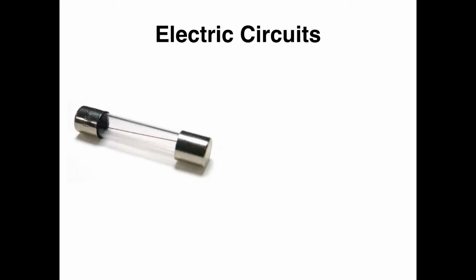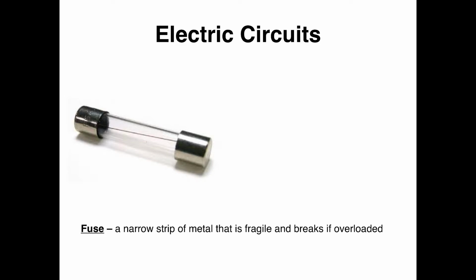So in order to prevent this from happening, we have certain things called fuses. And this is an example of a simple fuse. A fuse is a narrow strip of metal that is fragile and has a very low load ability, and if it's overloaded, it will break the circuit and prevent electrical accidents.